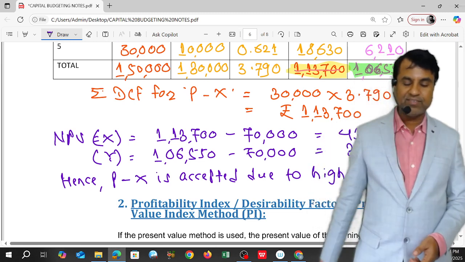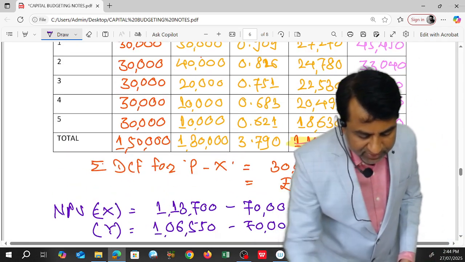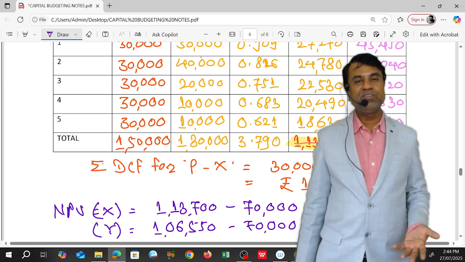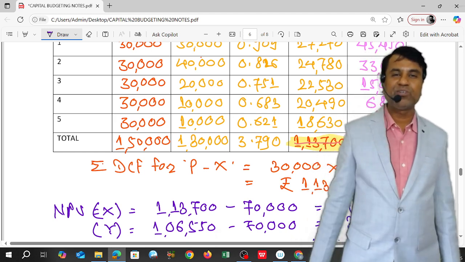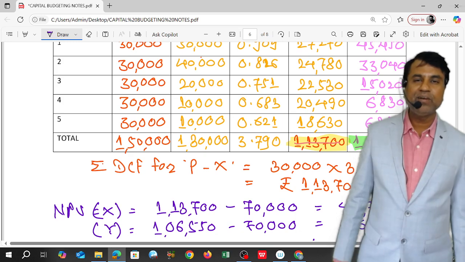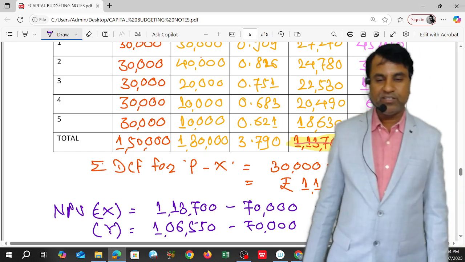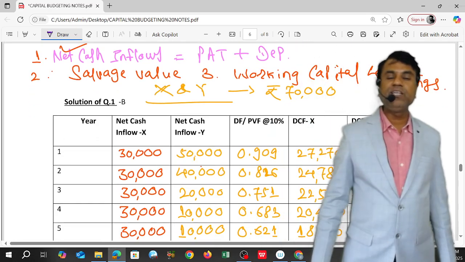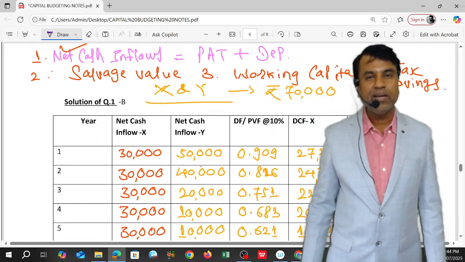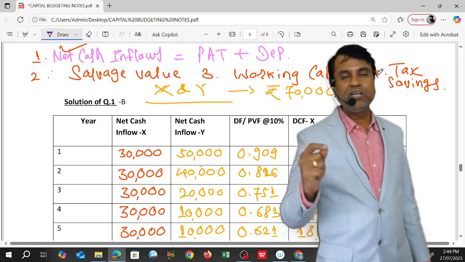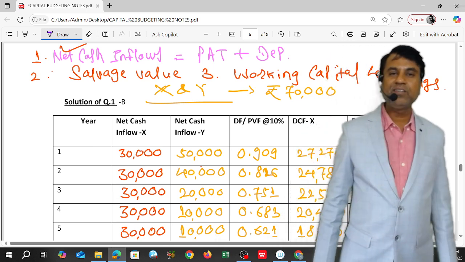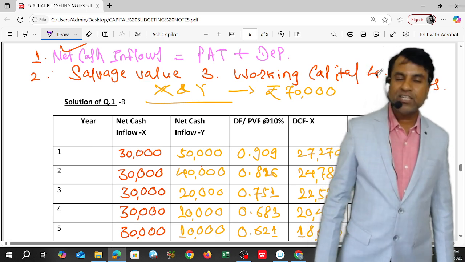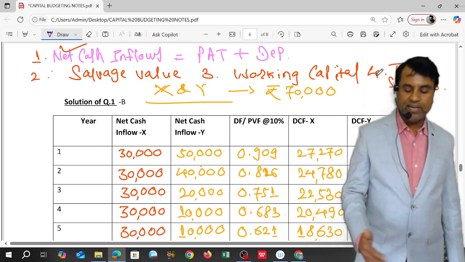For project Y it is 1,06,550. The future totals are coming 150 and 130, but these are the future cash inflows, my dear. We are calculating their present value at the rate of 10%, which is the given cost of capital. So this way we can solve any sum and say which one is accepted and which one is rejected. I hope you are getting this. Not at all difficult, very easy. The first and foremost thing you need to remember is that the cash inflows need to be at net cash inflow stage, so that we can multiply with the PV factor or discounting factor, calculate their present value, and then compare the discounted cash flows with the cash outflow or initial investment to check the feasibility of the project.